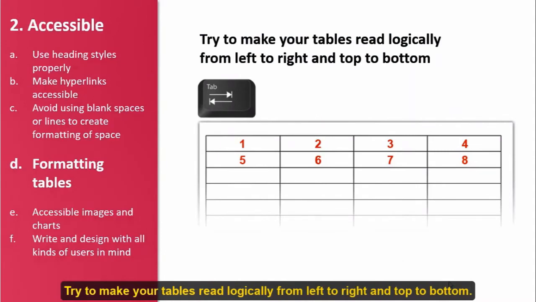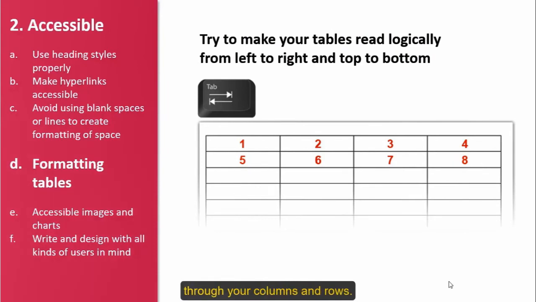And try to make your tables read logically from left to right and top to bottom. To get a better idea of how a screen reader will navigate your table, use the Tab key on your keyboard to check the order that the cursor goes through your columns and rows.